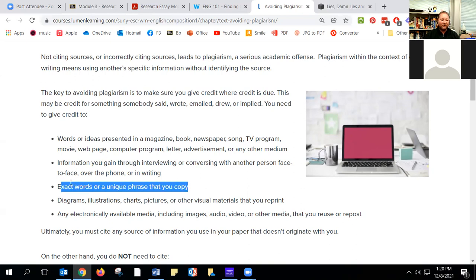Obviously, any exact words that you copy. Anytime you copy-paste something, there better be a citation there. If there's a chart, a diagram, a picture, an illustration, anything visual, and you use that visual in your paper, you also have to cite that. For this kind of paper, you can totally use graphs if it really helps clarify what you're talking about. I will say that the vast majority of students misuse graphs.